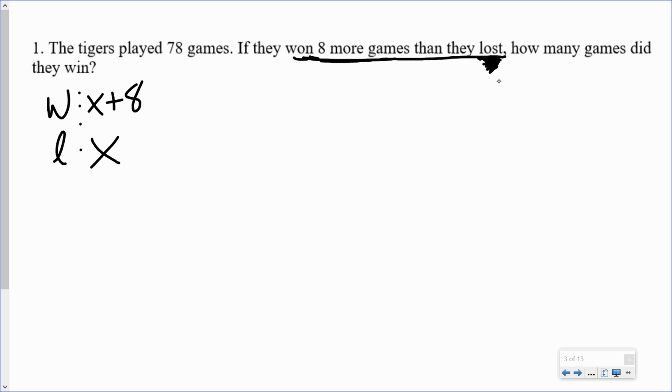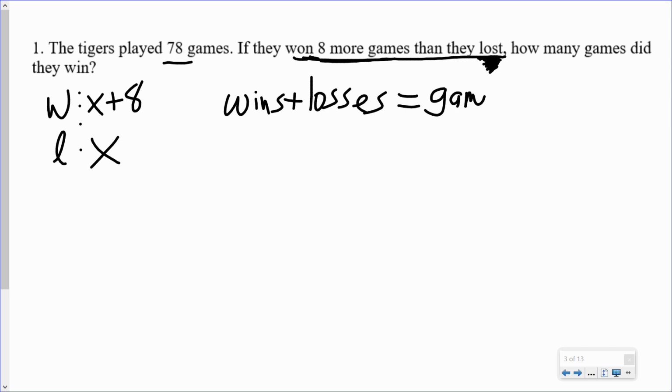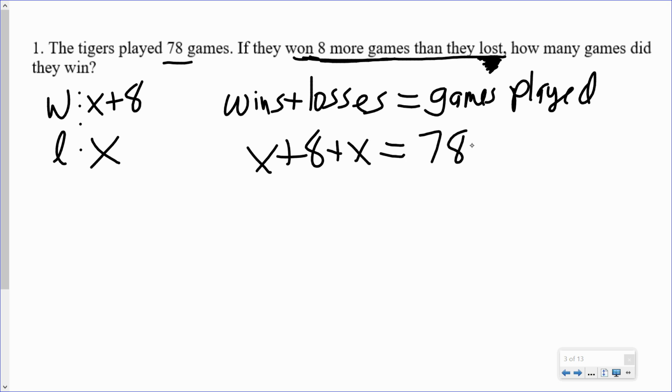Well, now that I have my expressions, I need to create an equation. They played a total of 78 games. So that means that their wins plus their losses must be 78. I'll just write that. I'm not going to write that for every problem, but I'm writing it here so you can see what's going on. Their wins plus their losses must equal the games played.